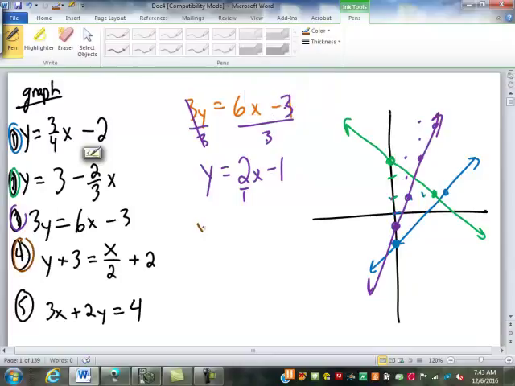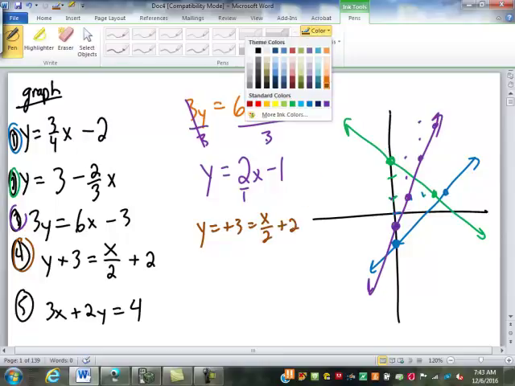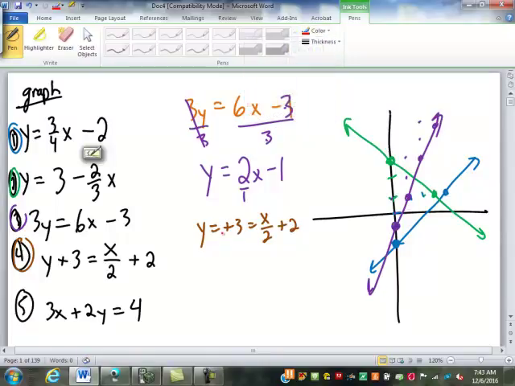Number 4 here. Yes, we have to subtract 3. We've got y plus 3. So we subtract 3 from both sides. When we subtract or add in an equation, we only have to do it to one piece on each side. So we have y equals, the x over 2 is not changed. 2 minus 3 is a -1.